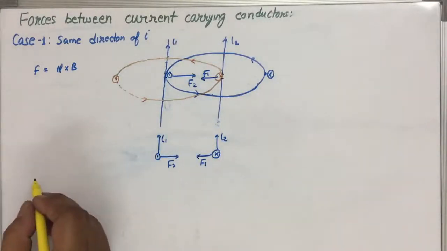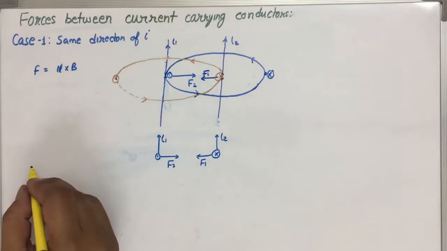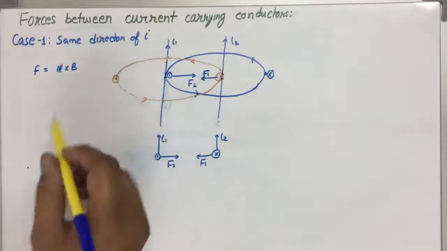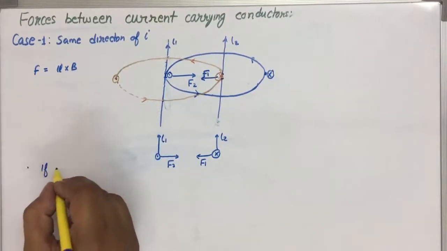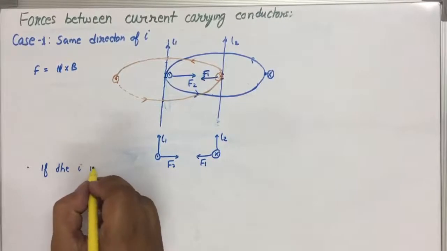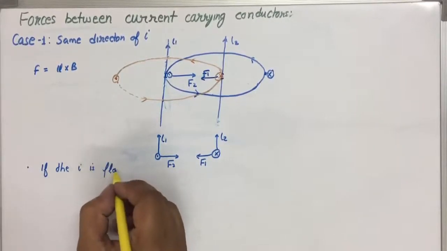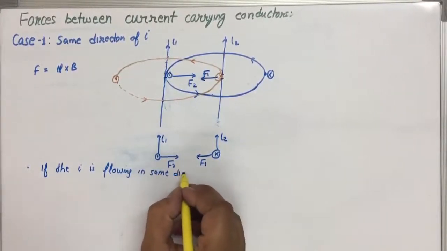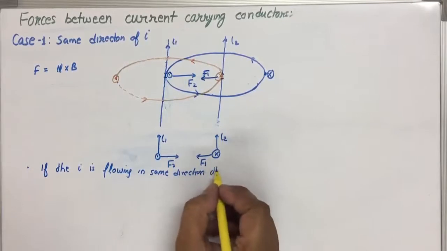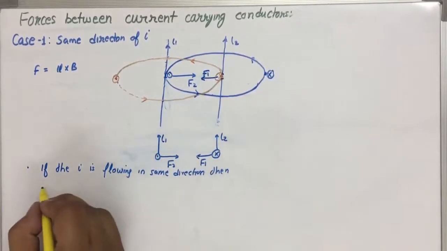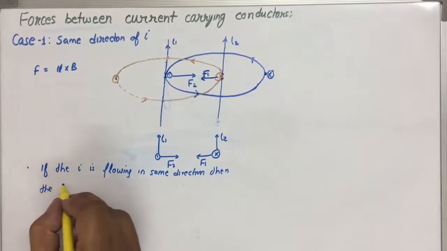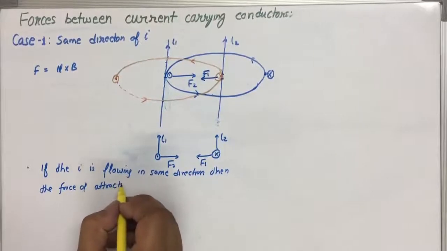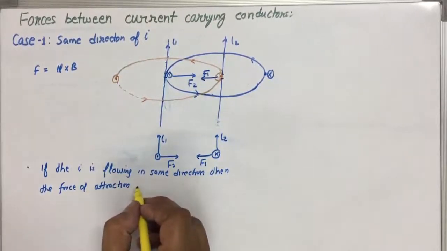So one sentence we can write related to that: if the currents are flowing in the same direction, then the force of attraction will be there between them.